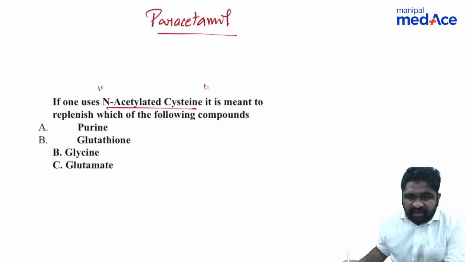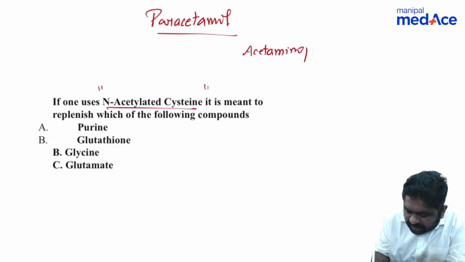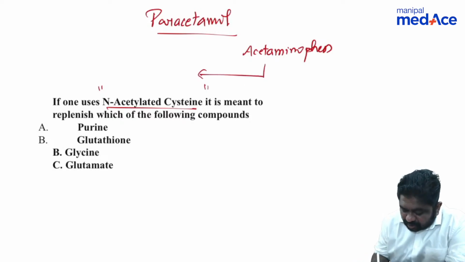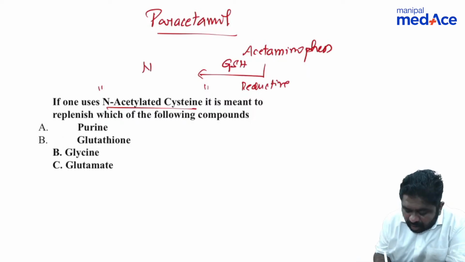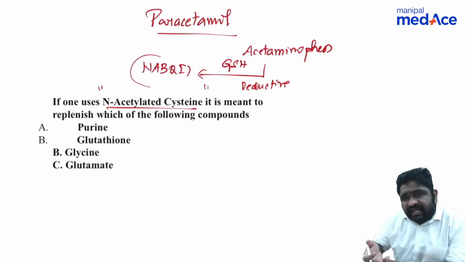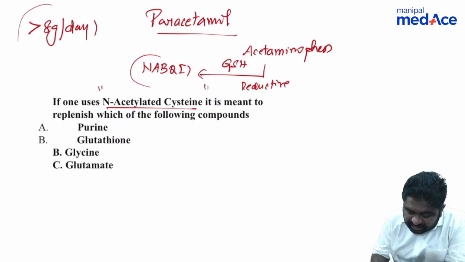Paracetamol has a scientific name. What is it? It is acetaminophen. How do you handle acetaminophen? By a reductive process, and you'll be using glutathione and converting it into NAPQI, the N-acetyl benzoquinone imine derivative. Now, if a patient has taken an extraordinary amount of paracetamol, more than 8 grams per day, then there is a sudden exhaustion of the reserves of GSH.